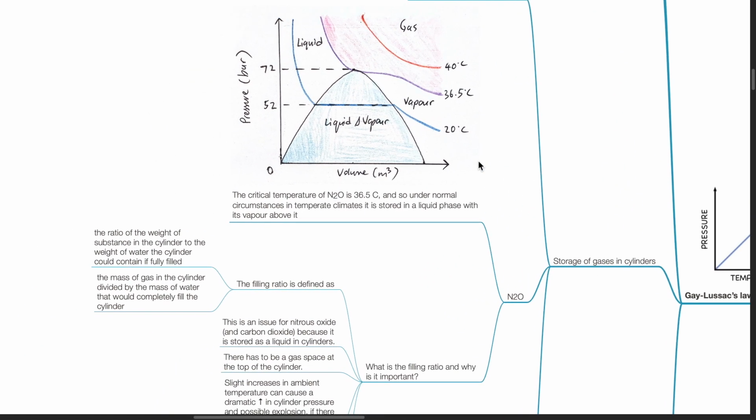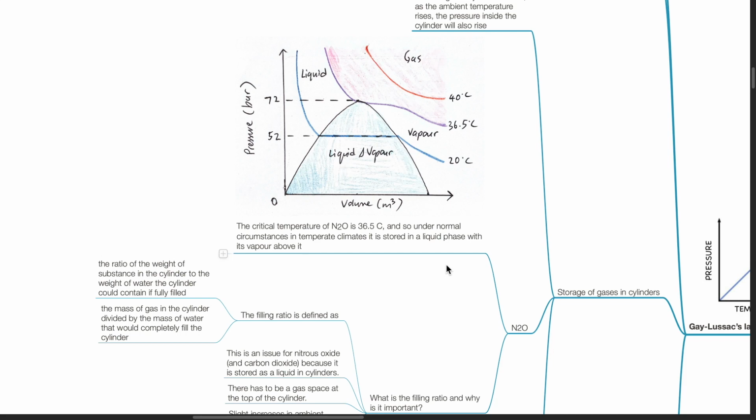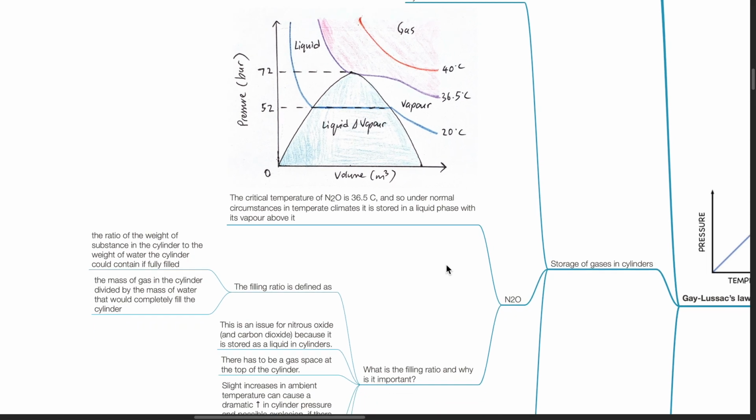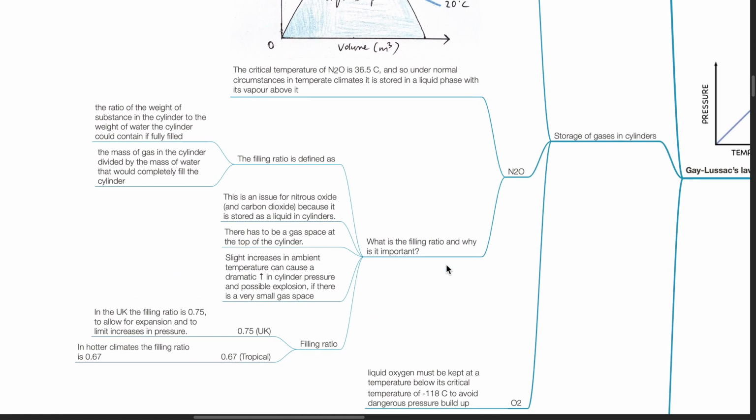For nitrous oxide, the critical temperature is 36.5 degrees Celsius, so under normal circumstances, in temperate climates, it is stored in a liquid phase with its vapor above it. The filling ratio. The filling ratio is defined as the ratio of the weight of substance in the cylinder to the weight of water the cylinder could contain if fully filled. It is the mass of gas in the cylinder divided by the mass of water that would completely fill the cylinder.